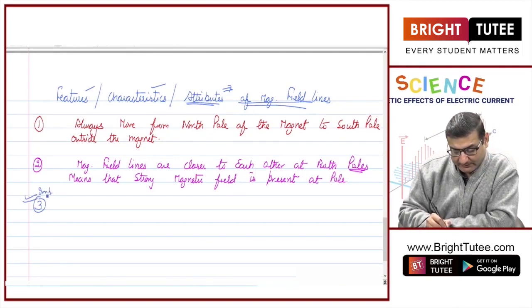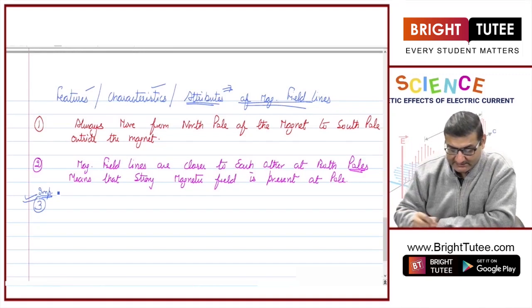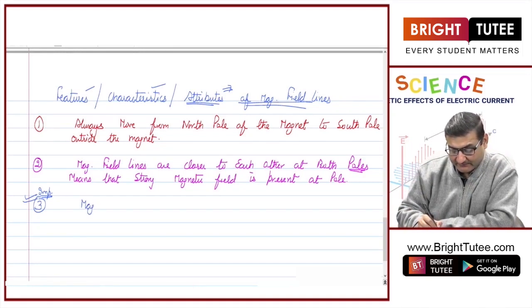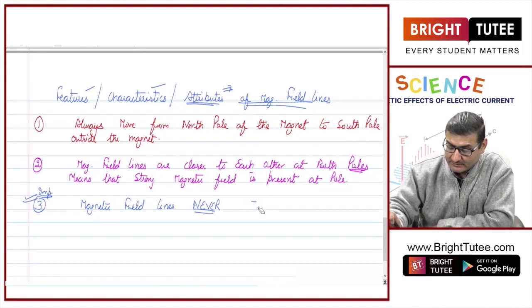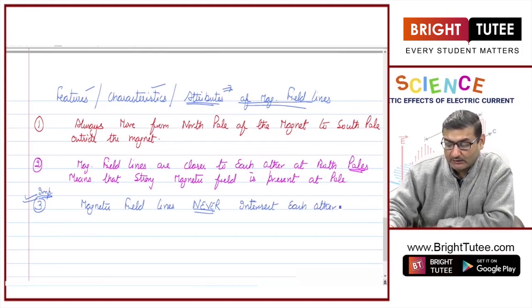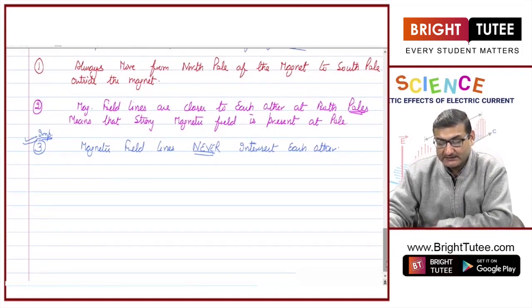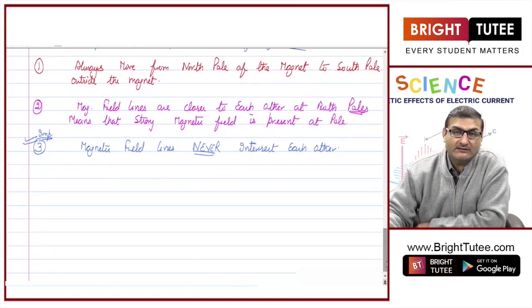This is important. This attribute says that magnetic field lines never intersect each other. Magnetic field lines never intersect each other. Now this is quite important. And why don't they intersect? We will take a proof by contradiction.